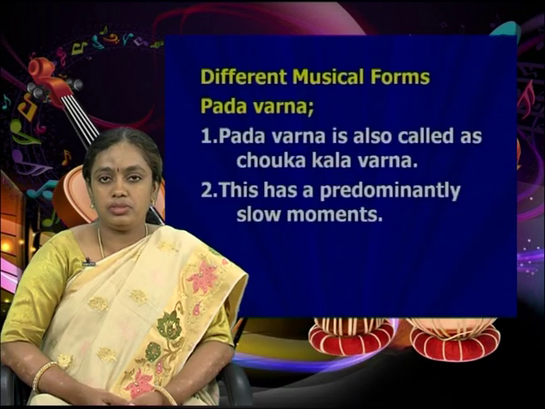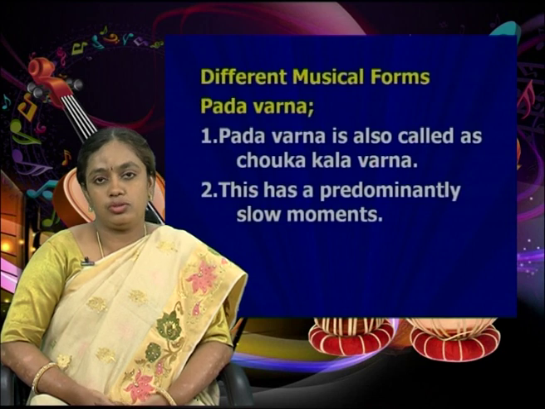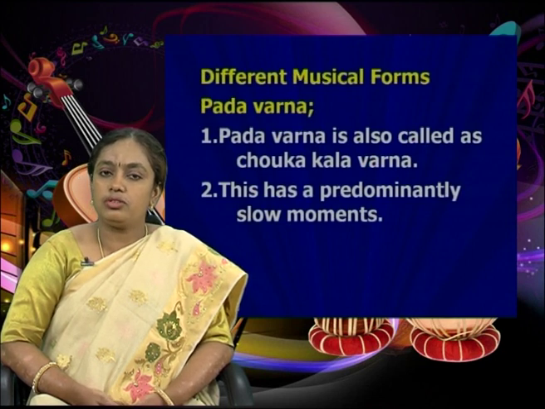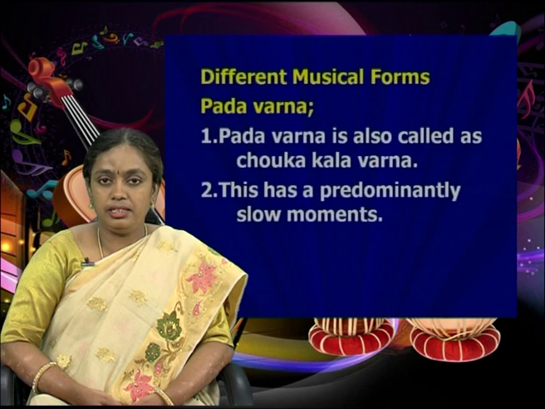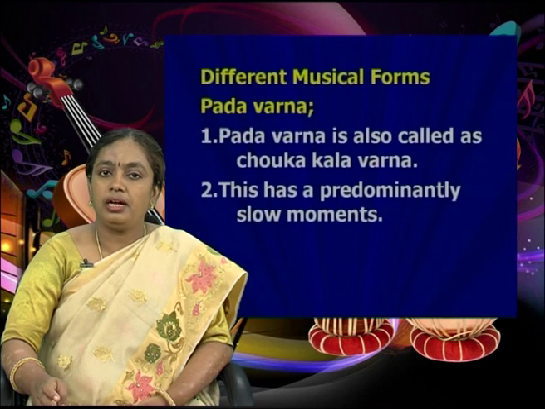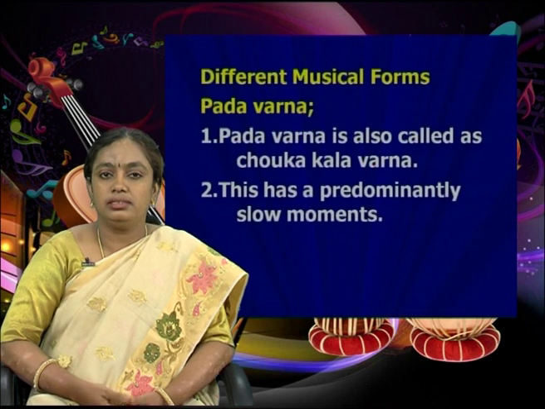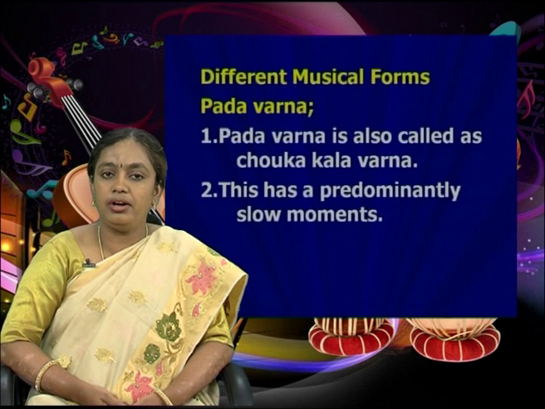After the learning of Thana Varnas comes the Padavarna chapter, and this Padavarna is also called Chaukakala Varna, because it is composed in a very slow tempo and has predominantly slow movements. That is, the Sahityam comes very slow in this Padavarna, and the swara also comes very slow.